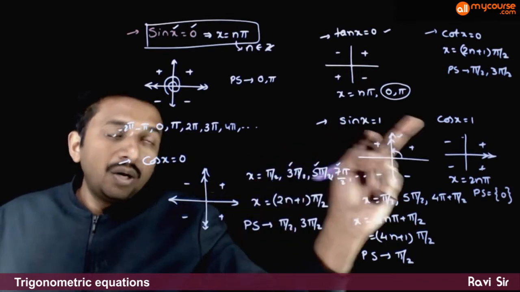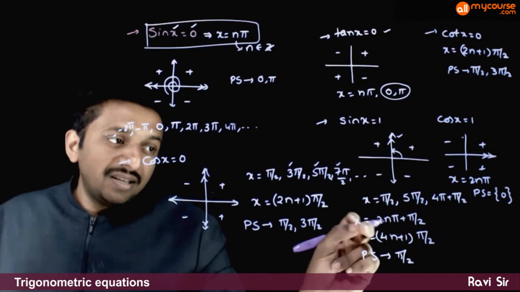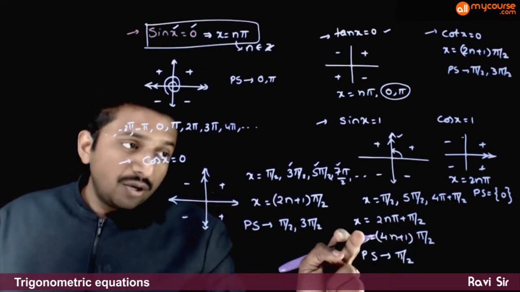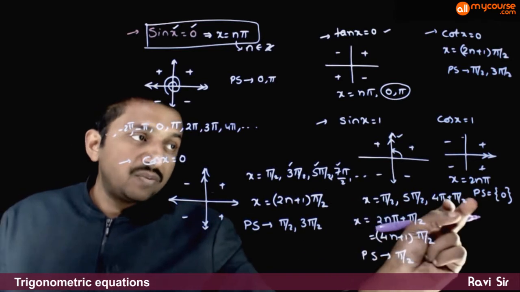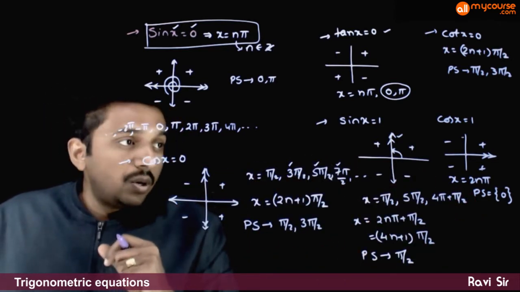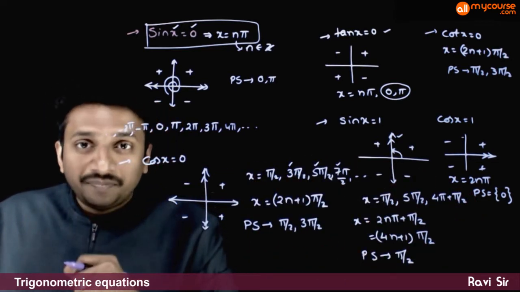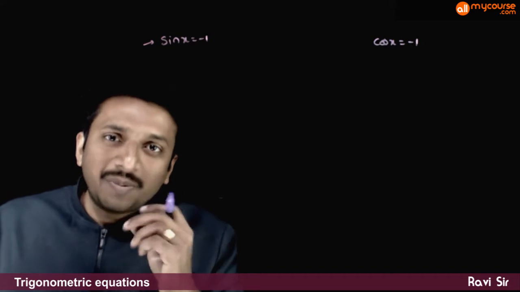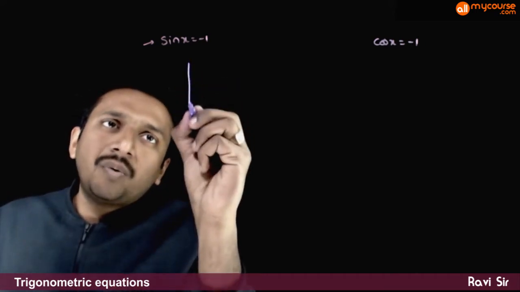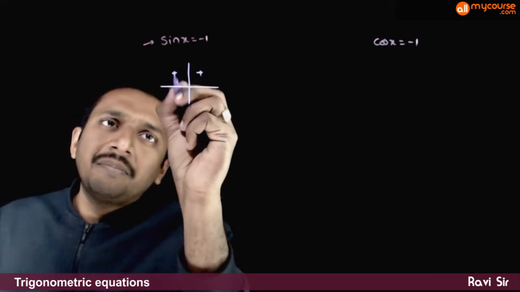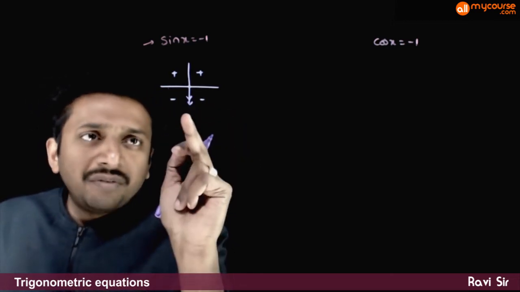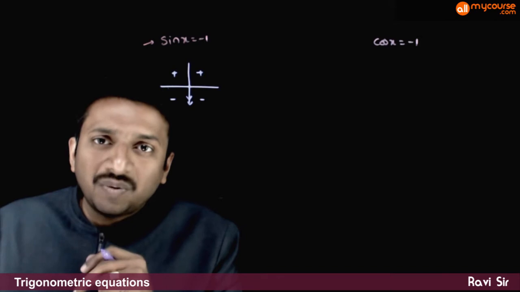So sin x is equal to 1 and cos x is equal to 1 each have only one principal solution. And the general solution for sin x is equal to 1 is 4n plus 1 times pi by 2. Cos x is equal to 1 is 2n pi. So if you have the equation sin x is equal to minus 1, what is the general solution and principal solution for this? So if you draw the quadrant diagram for sin, plus, plus, minus, minus, this will be the corresponding position of the ray where sin x is equal to minus 1.